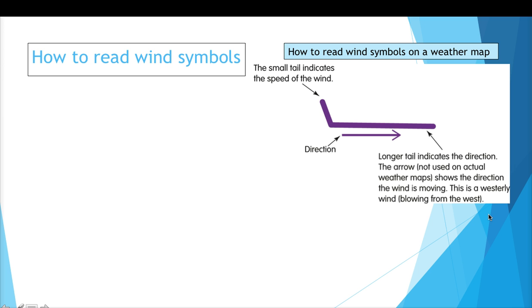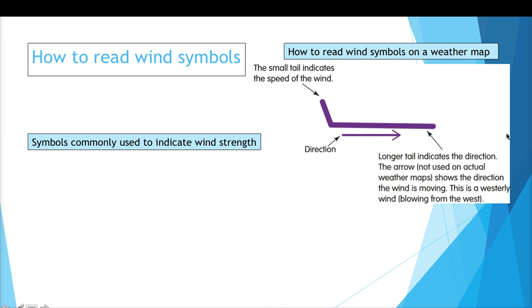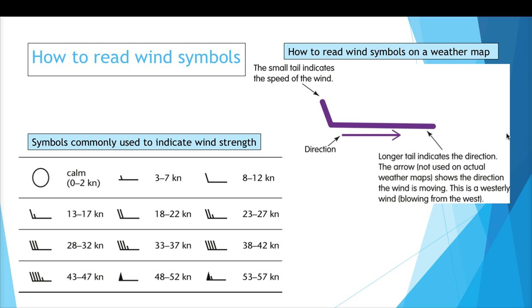This is a westerly wind blowing from the west. So remember, we've got our north, our south, our east and our west. This one's starting from the west and going east. Westerly, starting from the west, going east. Now this will make a little bit more sense.